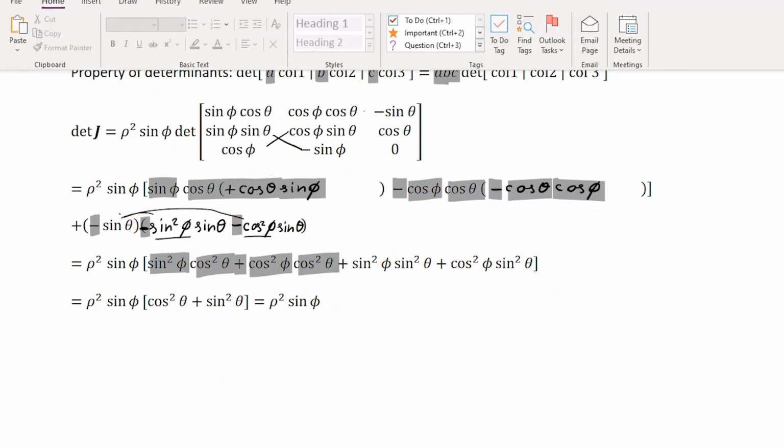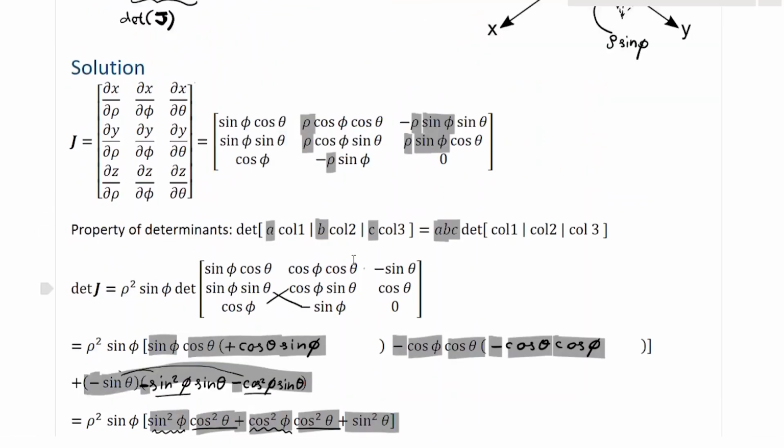Oh, sorry, never mind. I did this on the next line. Here I just expanded, I think. My bad. Okay, so then basically this whole thing is sine squared theta. And then on the next line, I took this cosine squared theta and factored it out, and I simplified this sum to be 1. So I got cosine squared theta, and this plus sine squared theta is here. This whole thing is 1, so we end up with rho squared sine phi, which is what we wanted to show.